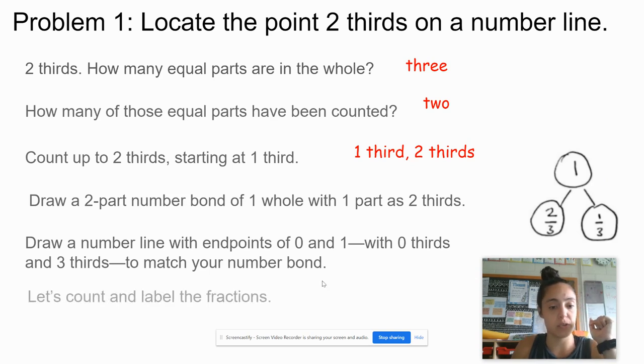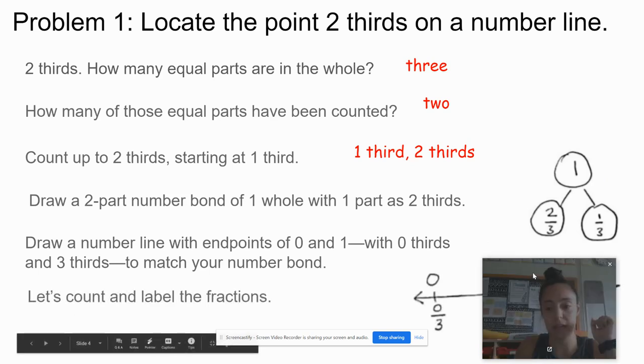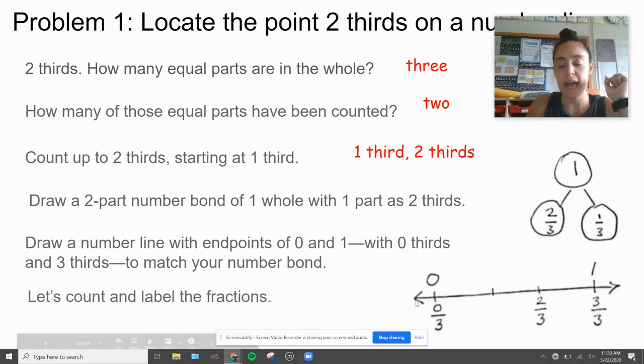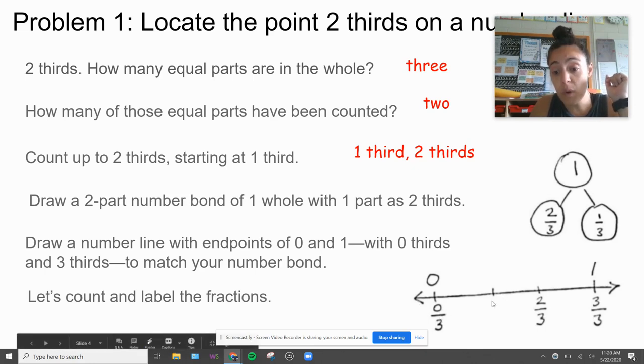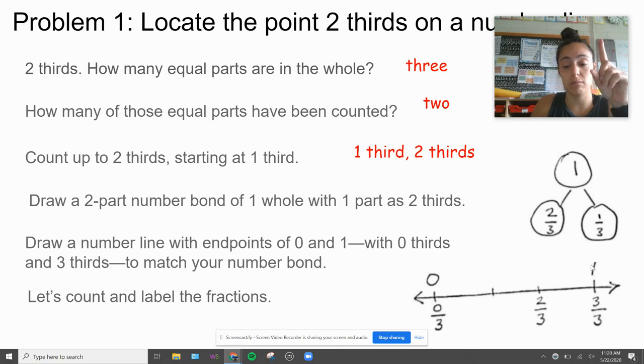So I'm going to draw my number line. I'll move myself up here. And I have 0/3, I have 1/3, I have 2/3, and I have 3/3. So on my number line I labeled 0 and 1 because 0/3, if we have no pieces out of 3, then that's the same as 0. And if we have 3 pieces out of 3, I know I have 1 whole.